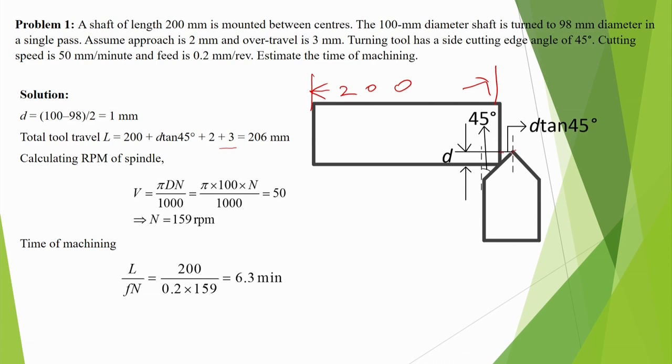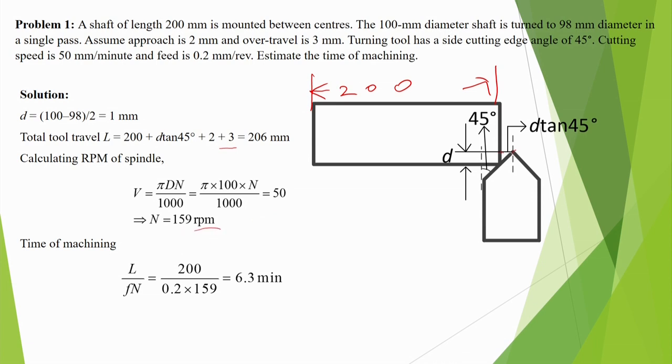Then you calculate the RPM of the spindle, because cutting speed is 50 meter per minute. So, V is equal to pi d n by 1000. Put that data here, pi into 100 into n by 1000, and this is equal to 50. So, then n is equal to 159 RPM.